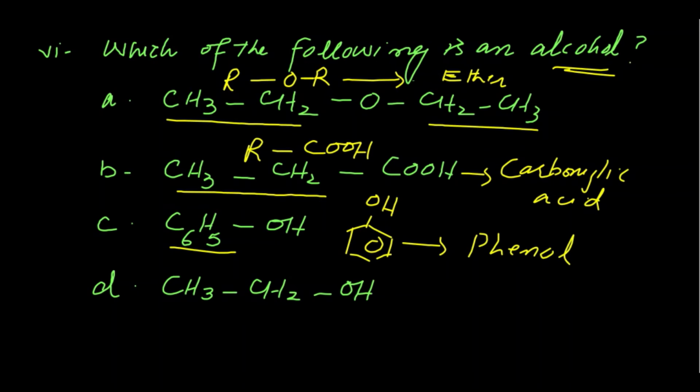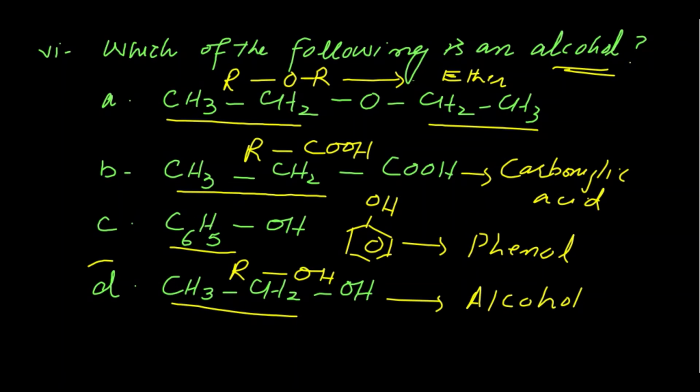That's why this is not correct. Similarly, the last compound here, this is the alkyl part, and the alkyl part is attached with a hydroxyl group. Dear students, we know very well, if an alkyl group is attached with a hydroxyl group, then the functional group is alcohol. Alcohol. So which is the correct option, students? Option number D is the correct option. Right, students? I hope this question is clear to you.